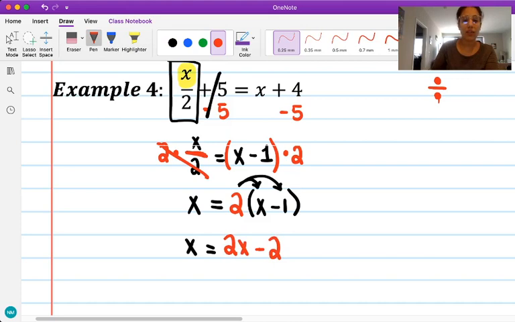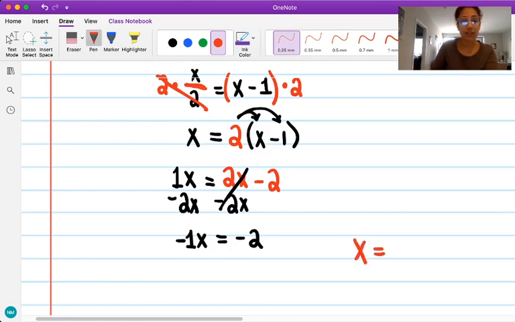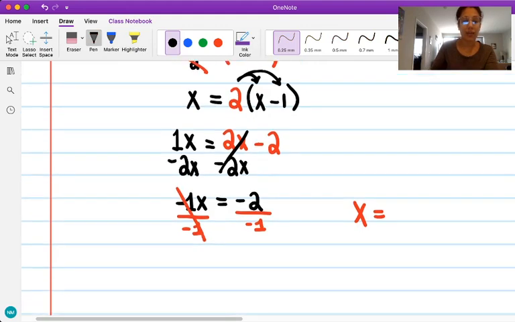I'm going to bring this 2x over here because I want to bring my x's to one side. Minus 2x, minus 2x. Now here's where it gets a little bit difficult. This goes away. This is a 1. 1 minus 2 is negative 1. So I have negative 1x equals negative 2. So I want to get rid of that negative 1. I want x equals, not negative x equals. So I'm going to divide by that negative 1, just like I would divide if it was a 3. Get rid of that. And so my answer is x equals negative 2 divided by negative 1, which is just positive 2.